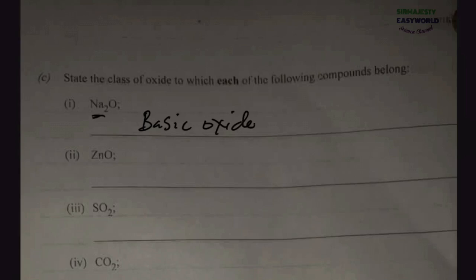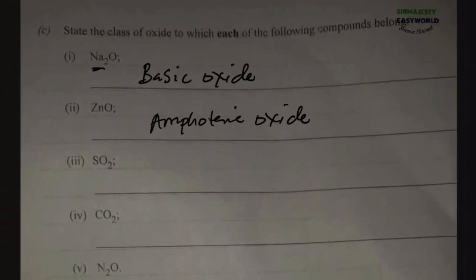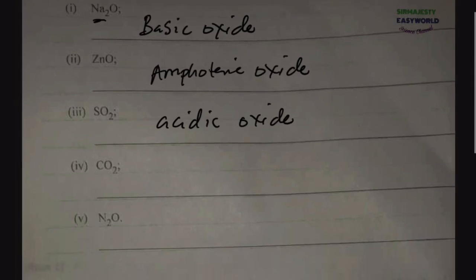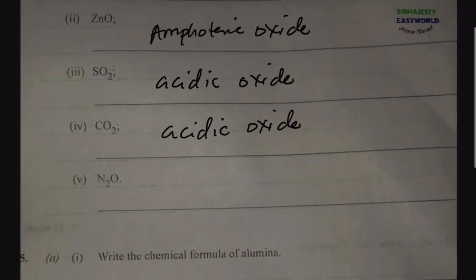Then zinc oxide can be both basic and acidic, and therefore it should be under the one in between, amphoteric oxide, alongside aluminium oxide and lead oxide. Then sulfur oxide is an oxide of a non-metal, and that makes it an acidic oxide. It is an acid anhydride. Carbon dioxide is also an acidic oxide. It's also the acid anhydride of the soda water you drink.